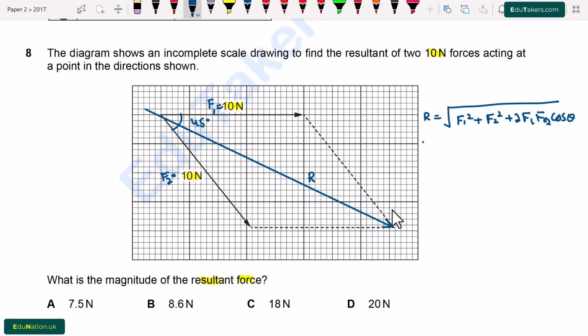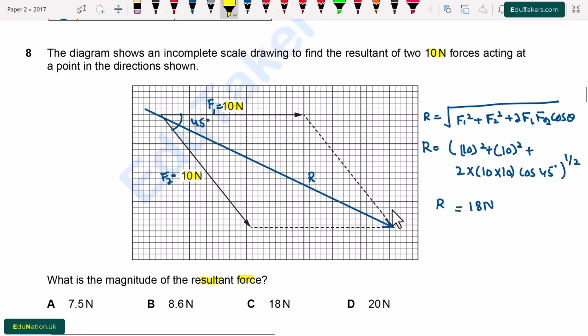Now I am going to put values here. Resultant will be equal to 10 square plus 10 square plus 2 multiplied by 10 again multiplied by 10 and cos of 45 degree, all to the power 1 by 2. So that resultant will be equal to 18 Newton. Now we see the options. Option A 7.5 Newton, B 8.6 Newton, C 18 Newton. So from here option C is correct.